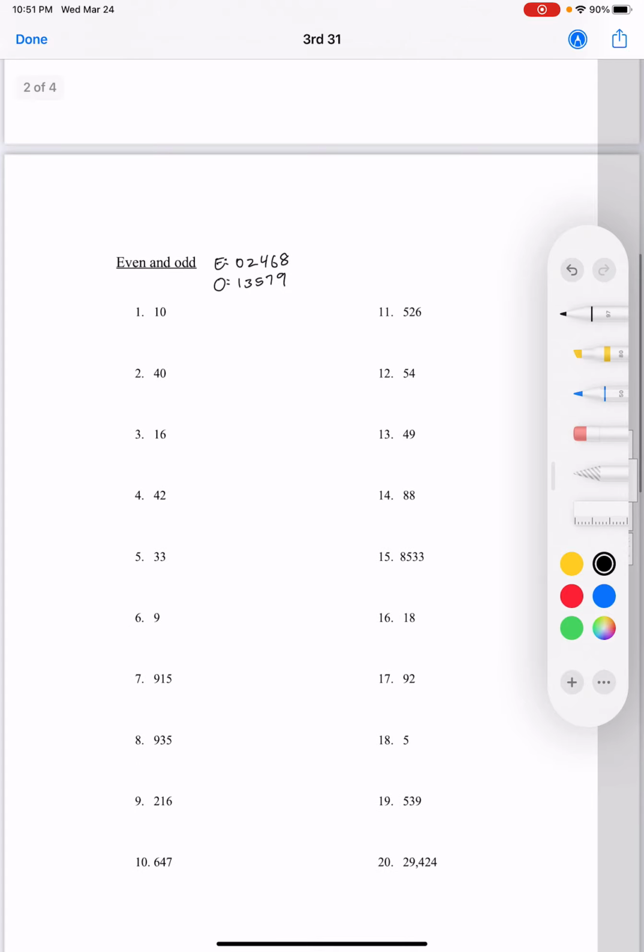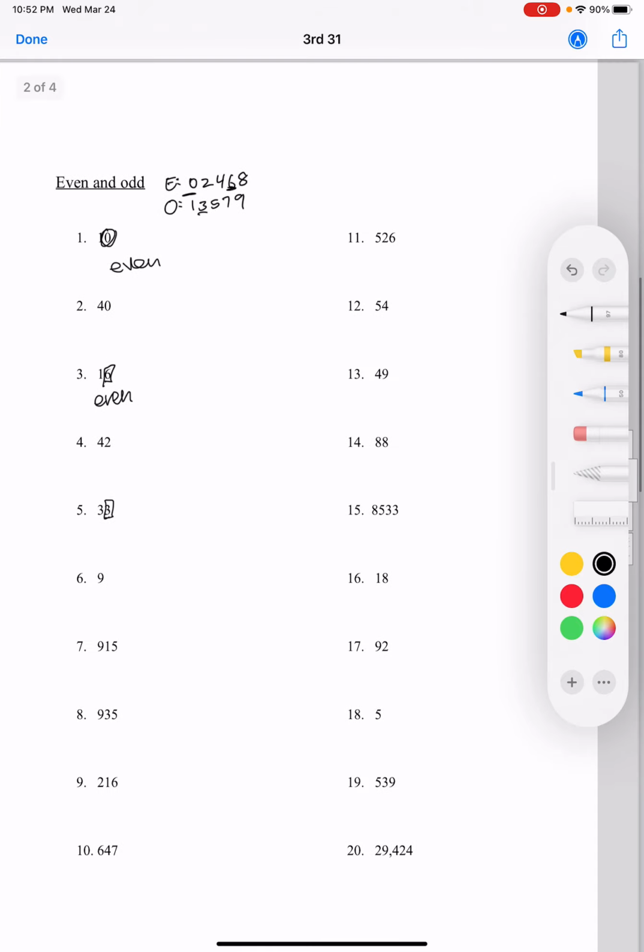If we look at number 1, the number ends in a 0, and we see that 0 is in the even section, so this is an even number. Number 3, we have the number ending in 6, and the 6 is also in the even section, so this is an even number. 33, we end in a 3, and the 3 is in the odd section, so this is an odd number.